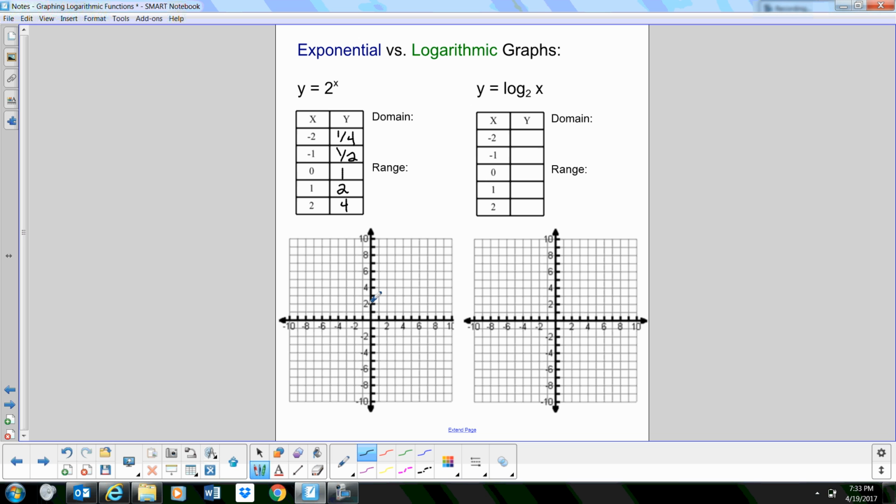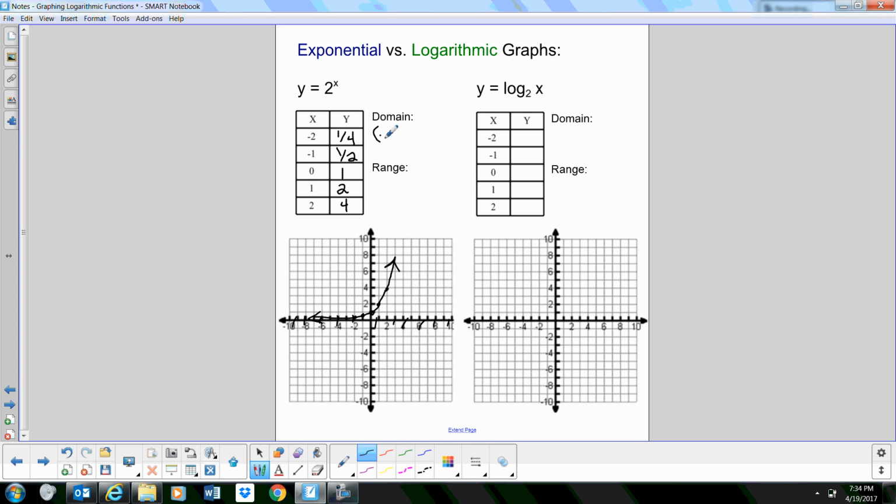Now we can go ahead and graph those. So 2, 4, 1, 2, 0, 1, -1, 1/2, and -2, 1/4. So I have this exponential function that looks like this. And we know part of the function is we have an asymptote at 0. So let's make a little hash mark along here to show an asymptote. And there's our graph.